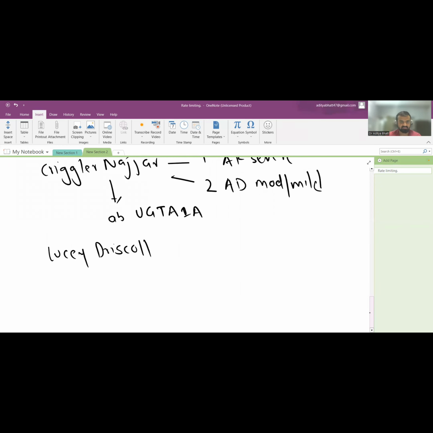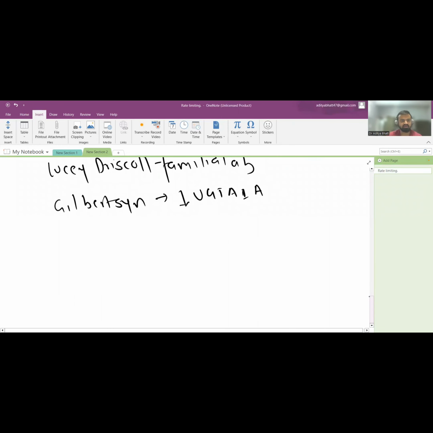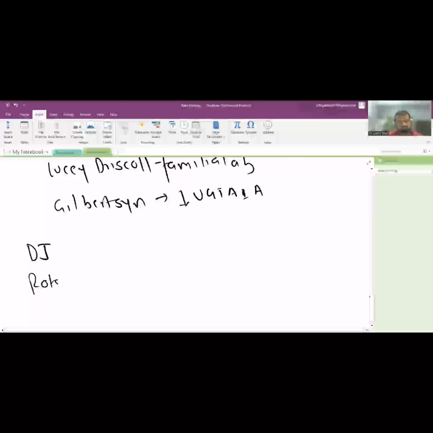The second important one is Lucey-Driscoll, and Gilbert syndrome. Both of these are also due to familial abnormality. Lucey-Driscoll is a familial abnormality, and Gilbert syndrome is again decreased UGT1A1. There is a decrease in the UGT1A1, and this causes unconjugated hyperbilirubinemia, while Dubin-Johnson syndrome and Rotor syndrome will cause conjugated hyperbilirubinemia.